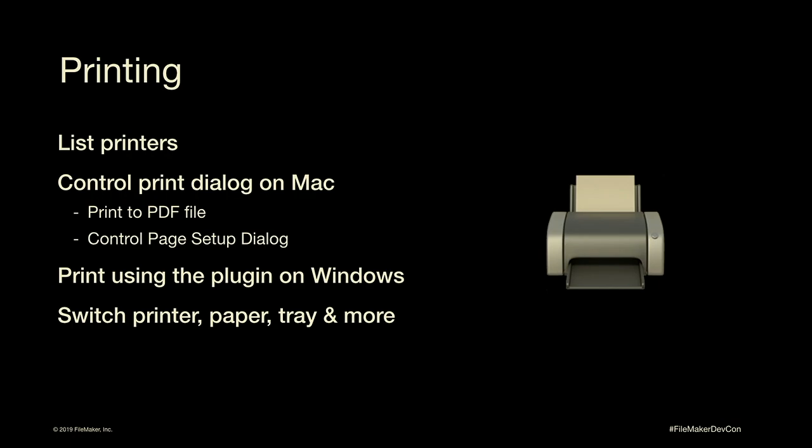And we have functions for printing. You may want to list the printer and control the print dialog on both Mac and Windows, where you can decide whether you want to switch the printer to a different one, what you want to use as a paper, or which tray to use for getting the paper. On Mac, we can also directly redirect printing to a PDF file and control the page setup dialog, so you can define which paper size is used when you ask FileMaker to make a PDF document.